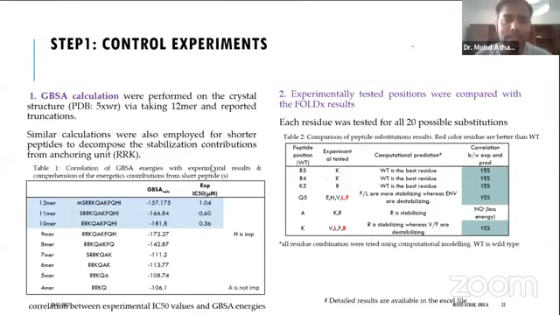Before making all these predictions, we did some control experiments, comparing with the experimental results and the available literature. Two types of control experiments were done. One is the GPSA calculation, which is a replica of experimental peptide truncation. We made a correlation between the binding energy and IC50 values. And then we checked the contribution from the anchoring part, which is RRKQ, this one. This anchoring part itself was having most of the binding energy.